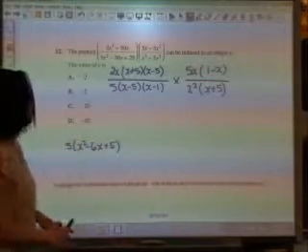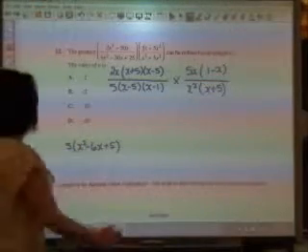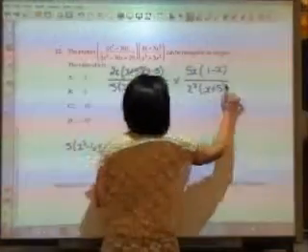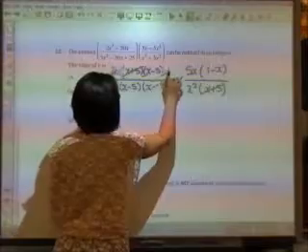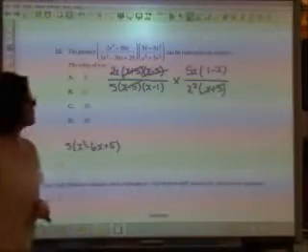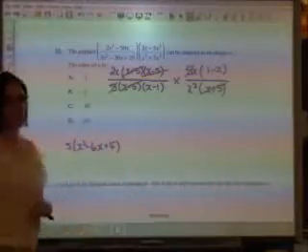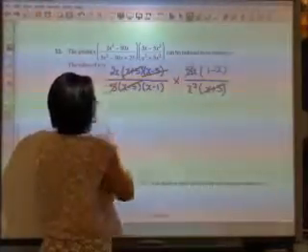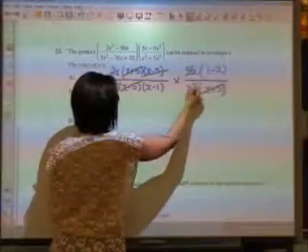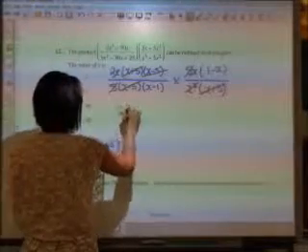So if we start trying to cancel things out, x plus 5s will cancel out. The x minus 5s will cancel out. I have a 5 here and a 5 there. I have x and x, which would be an x squared. So that will cancel out. So now I'm left to this point.